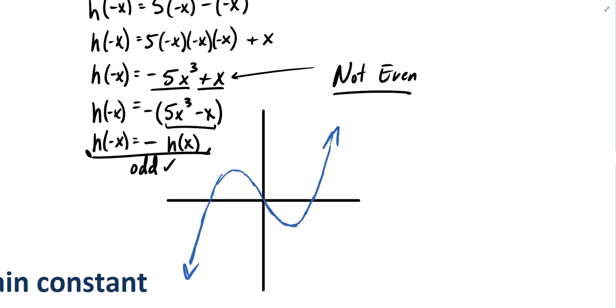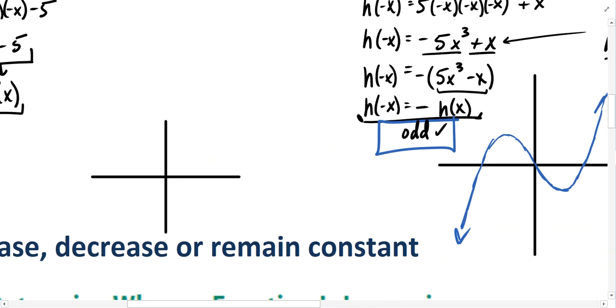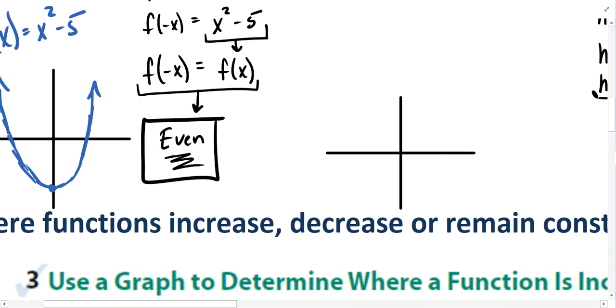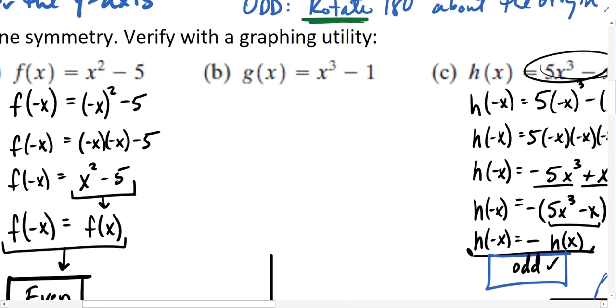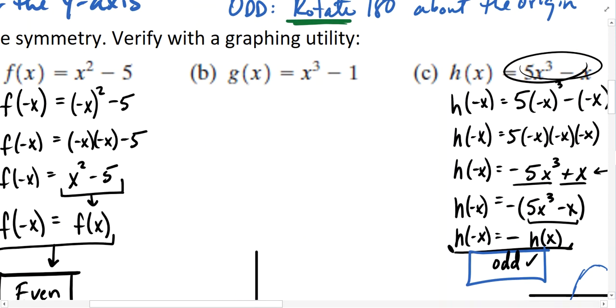And if we plotted this function on a graphing utility, we would see a shape that looks like this. And this shape certainly does exhibit the rotational symmetry that we were after. So by using algebra, we determined that this was odd, not just that it was not even, but it was actually odd. In this first example, we were able to show that it was even. So let's take a look at part B here.